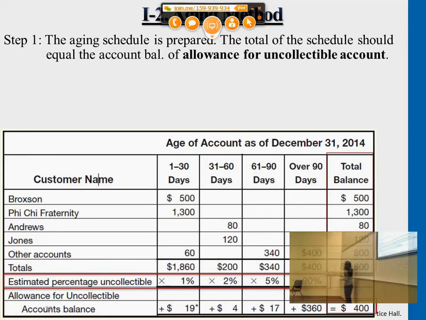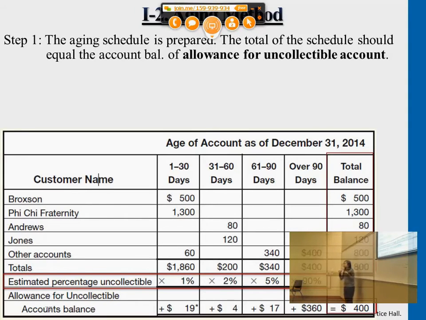Remember, this is also a permanent account, so you will have a balance from last year already. So assuming last year's balance was just 100 for all the estimation that happened last year, this is this year's target balance. And we want to adjust the entry. The allowance estimation entry is for $300, the difference between the two.